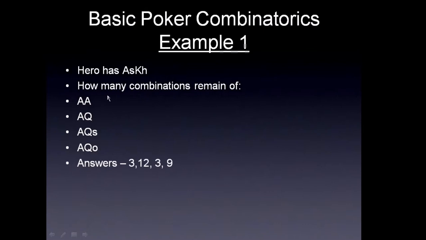So for aces, we follow our rule of 6-3-1. There's one ace exposed, so there are 3 ways to make aces. For ace-queen, as we said before, 3 aces, 4 queens. 3 times 4 is 12. For ace-queen suited, there can't be ace-queen of spades, but there can be the other 3. And then for ace-queen offsuit, we subtract. 12 minus 3 is 9.